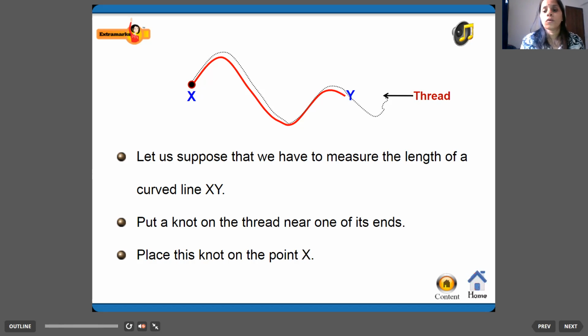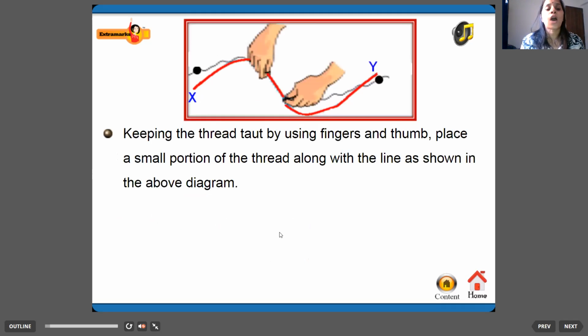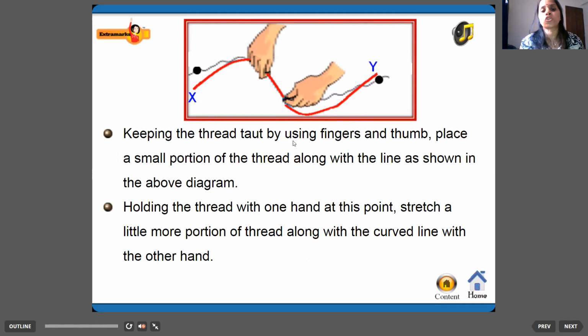Now what will we do? Keeping the thread taut using the fingers and the thumb, place a small portion of the thread along with the line. You can see in the figure how the thread is being placed on the curved line, very clearly. Holding the thread with one hand at this point, stretch a little more portion of the thread along the curved line with the other hand.